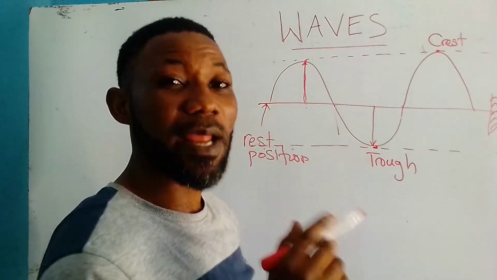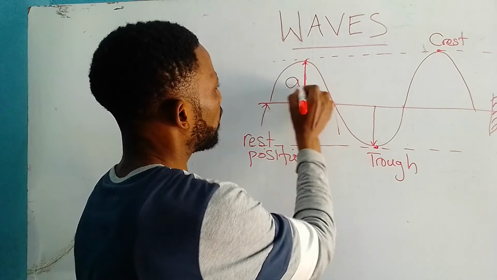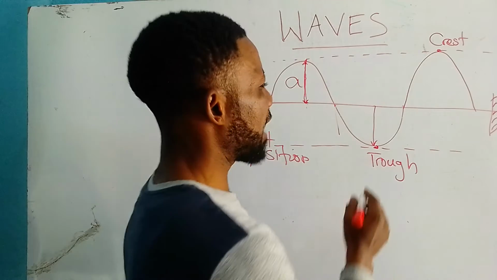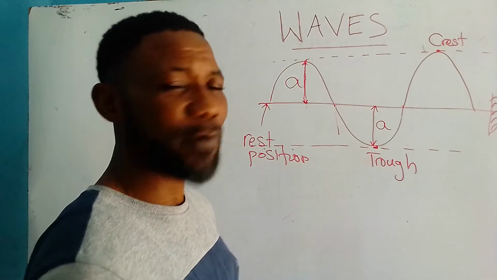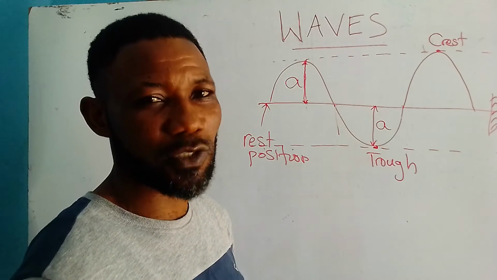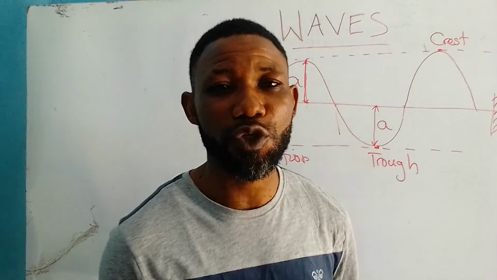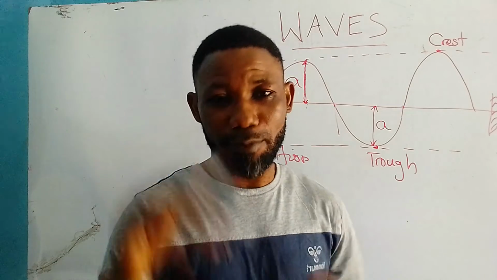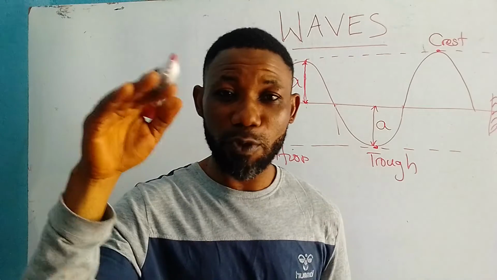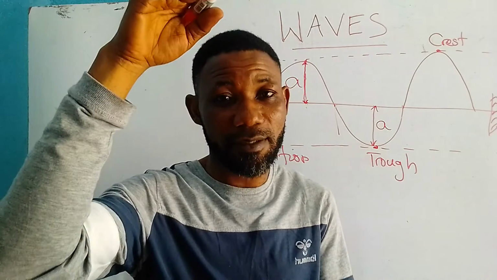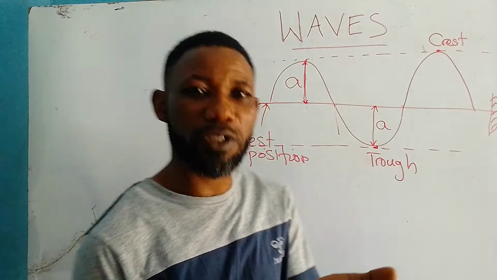Now, this is the maximum displacement from rest. It is called the amplitude. You can also define it as the minimum displacement from rest. What's the difference between the amplitude and the crest? The crest is a position, it's a point reached by a particle. And the amplitude is displacement. Amplitude is measured in distance, but crest is just a point. The amplitude is the maximum displacement above the rest position, or the minimum displacement below the rest position.